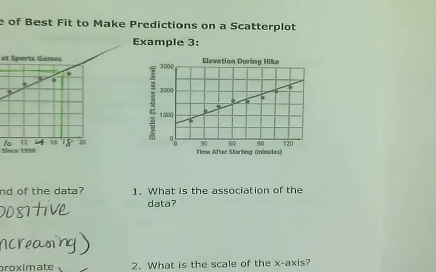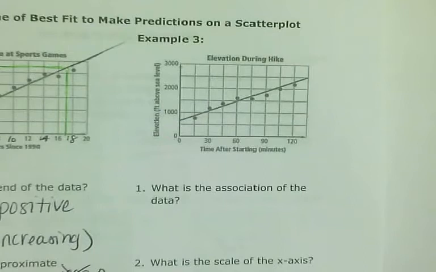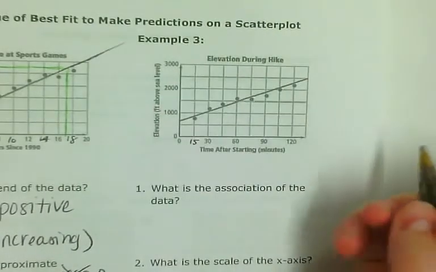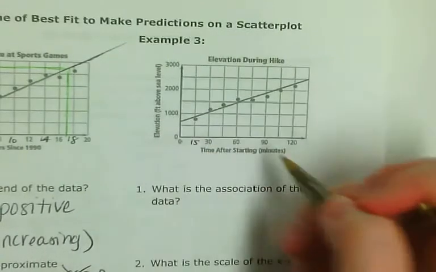Okay, last example. So example 3, what is this graph talking about? Elevation during a hike. So what is the elevation doing? Going up. So where are they going? Up the mountain, right? And the x-axis is what? Time. So how many minutes they've been hiking, right? And what is it counting by? 15. So we see the 30s, but it's really 15. So it's 0, 15. What's between 30 and 60?